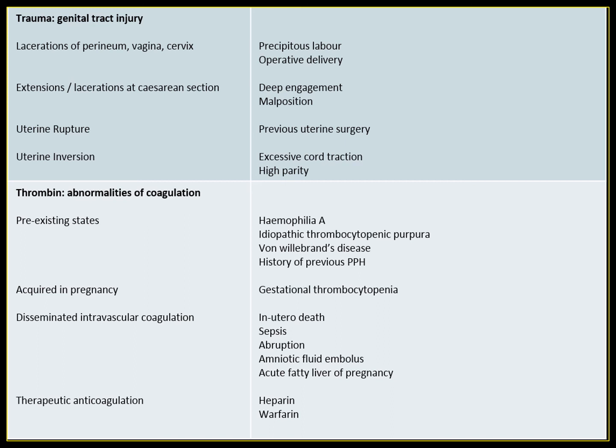instrumental delivery, if there is rupture uterus or uterine inversion. Thrombin: bleeding tendencies, abnormalities of coagulation, if there are pre-existing cases, or it can be acquired in pregnancy as thrombocytopenia of pregnancy, DIC as part of complications of sepsis, abruption, amniotic fluid embolism, or it can be patients who are already on heparin as an anticoagulant.